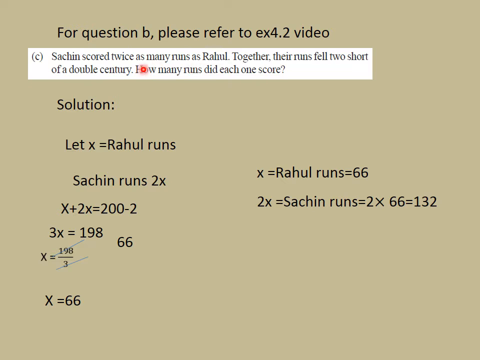So twice as many runs as Rahul means Rahul runs you have to take as x. Together means you have to add x plus 2x. Fell 2 short of double century means, double century means 200, and fell 2 short means 2 less, so minus 2. So 200 minus 2, which is 198.